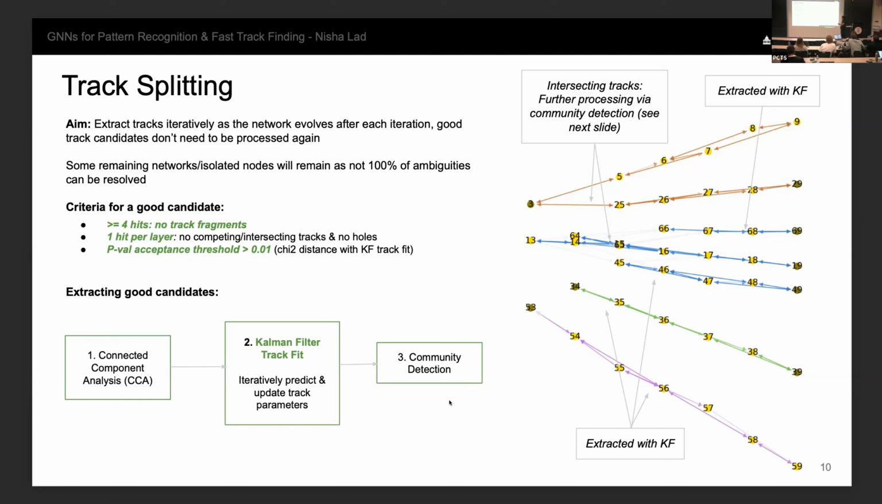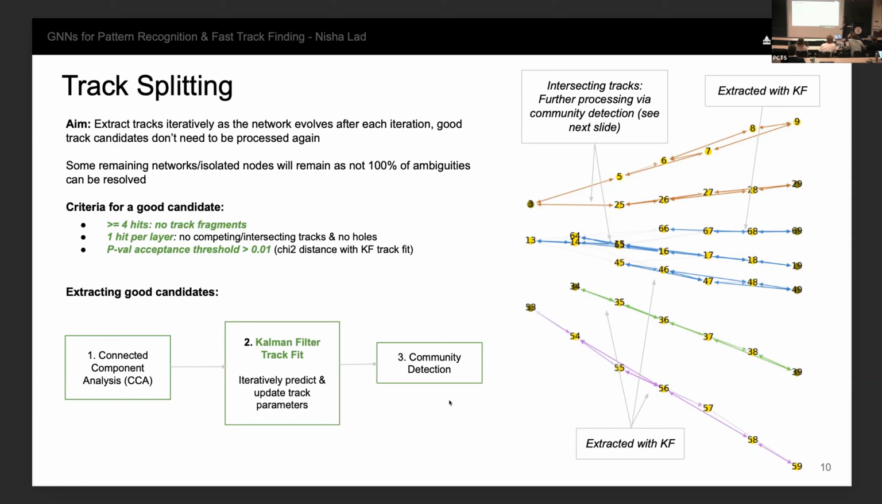So we need to define some criteria for a good candidate, and the criteria that we define is very similar to what criteria is defined in the TrackML competition. So our tracks need to have at least 4 hits, so no track fragments. There should also be at least 1 hit per layer, so no competing and intersecting tracks, and no holes. And the p-value acceptance threshold must be significantly higher when we calculate the chi-square distance using the KF track fit.